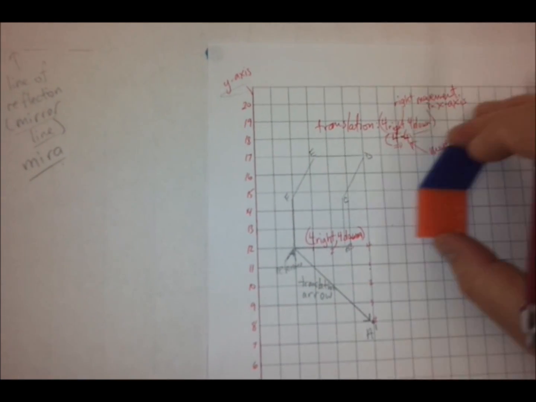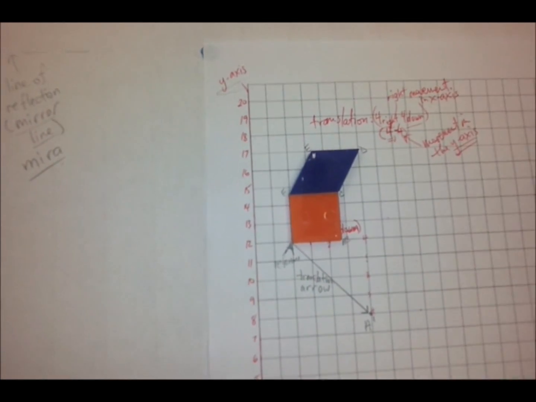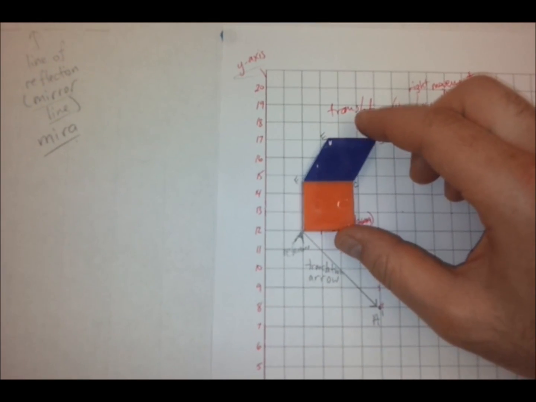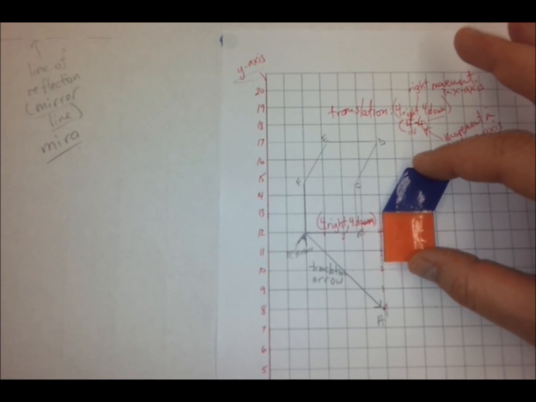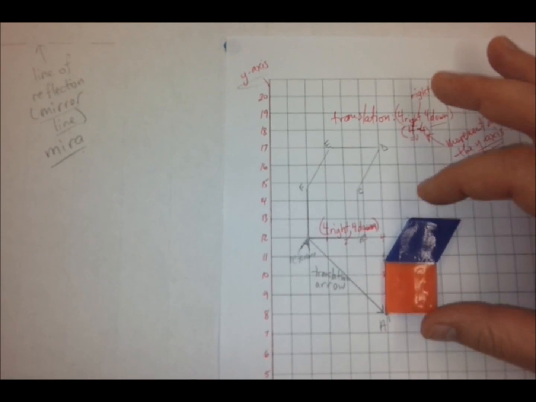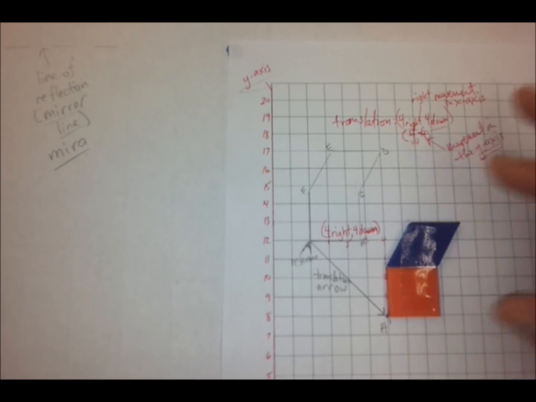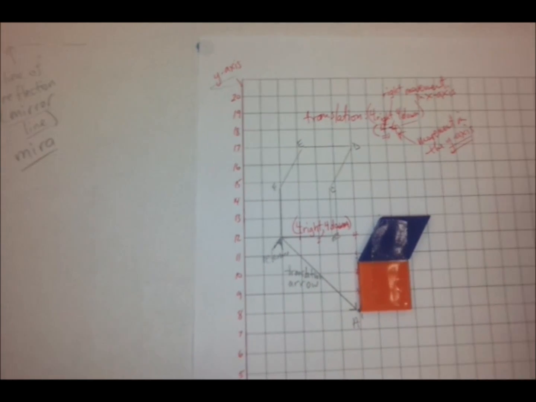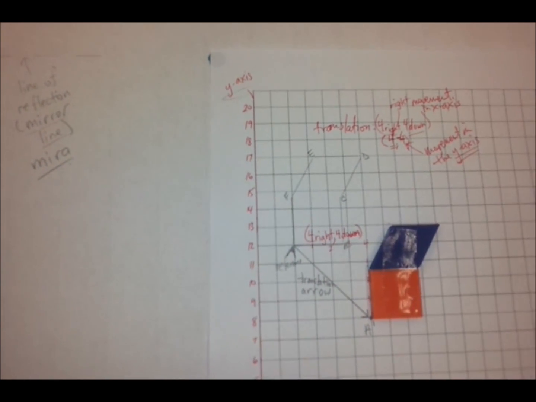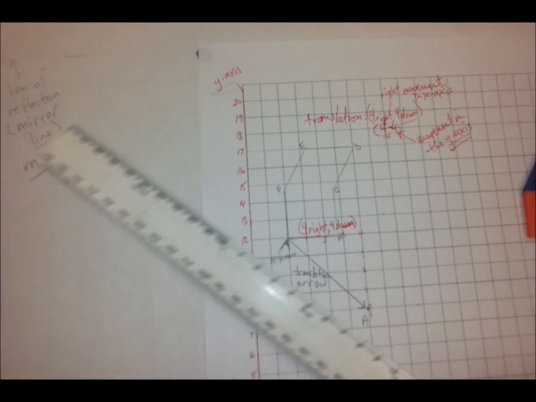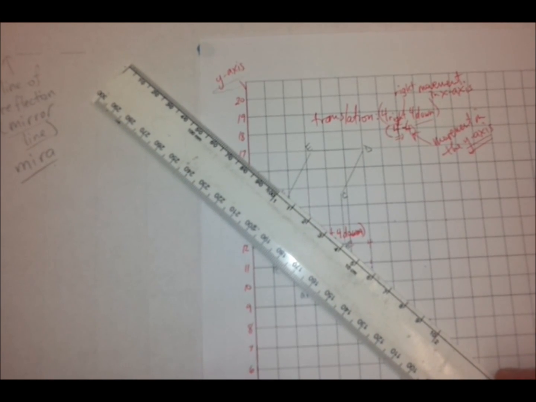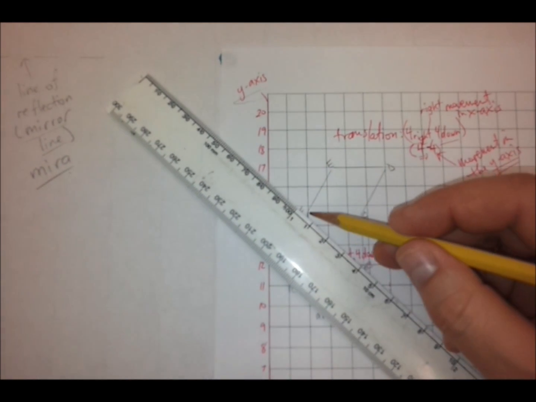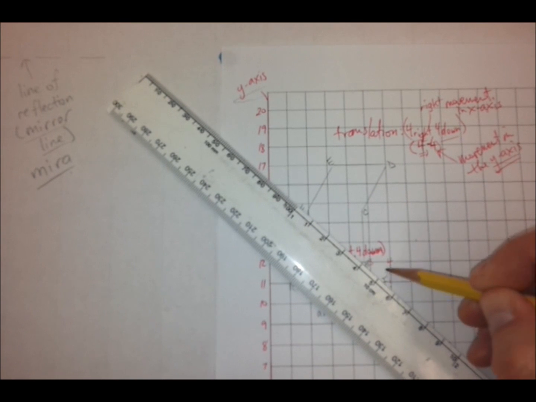Well, no, you don't have to, because you can use your object. Once we've positioned A, and we move A 1, 2, 3, 4 right, and then 1, 2, 3, 4 down, all you have to do is hold your image in the same location, mark your vertices, then you can slide your translation arrow to actually show where the image goes. So F, for example, is here. That means F prime must be here.